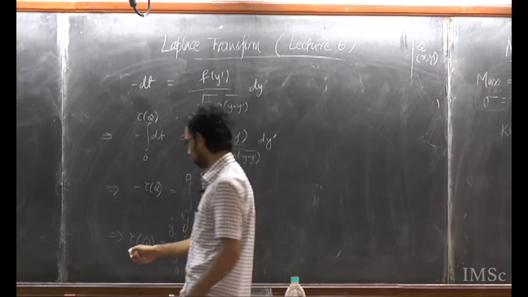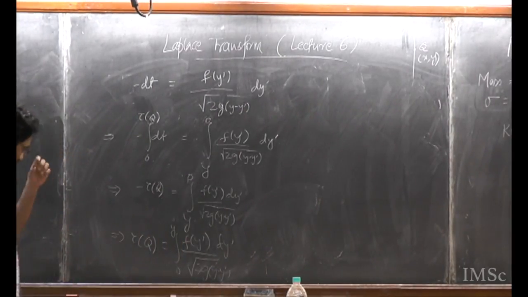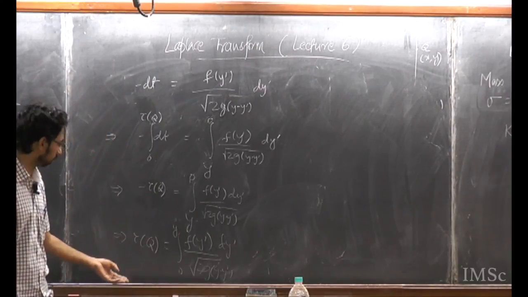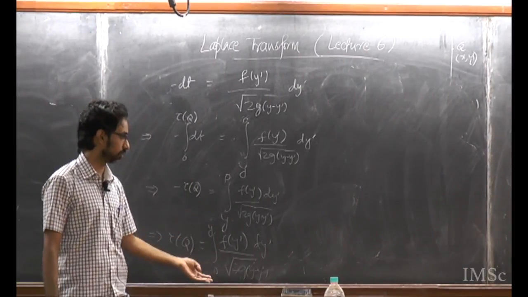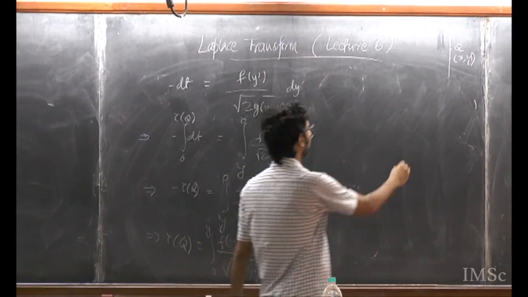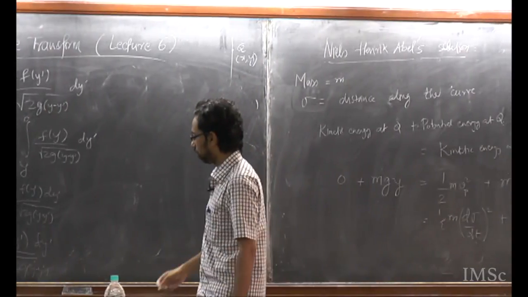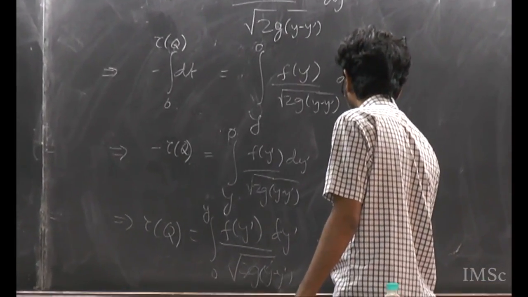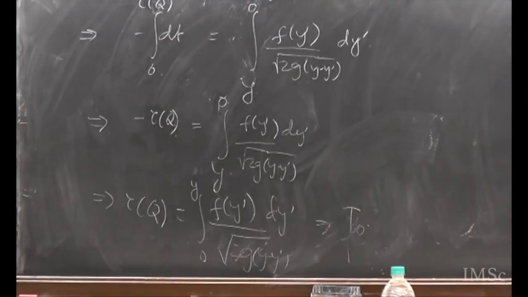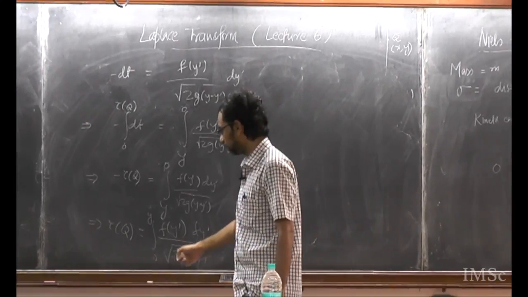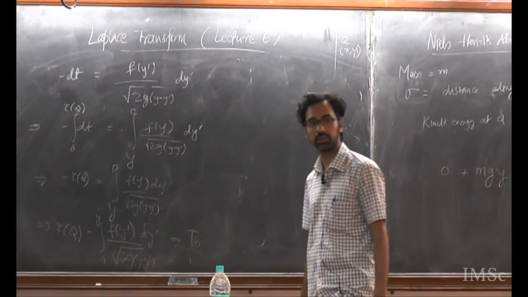So this time, you want it to be constant, independent of y, isn't it? You're starting from a height y, but you want it to be independent of y. So this is some constant, let's say t naught, which is independent of y. So it's a constant. Is this an integral equation?